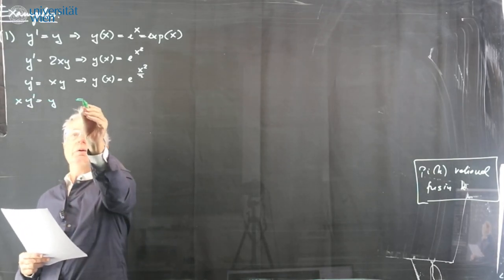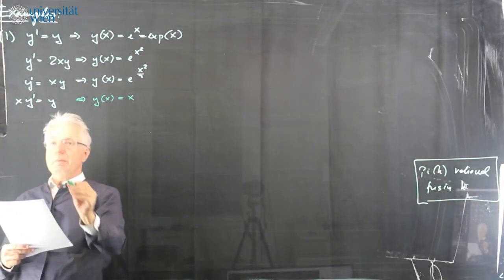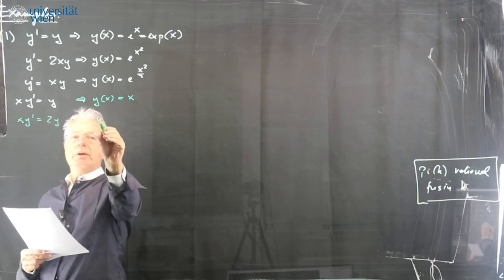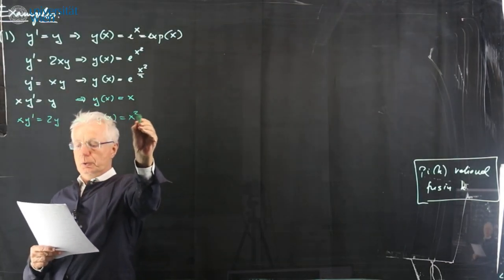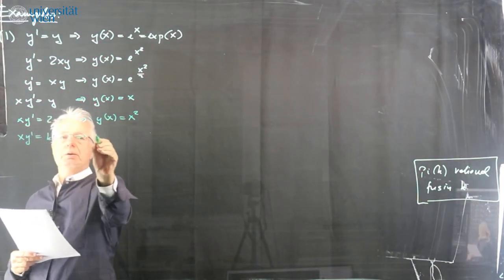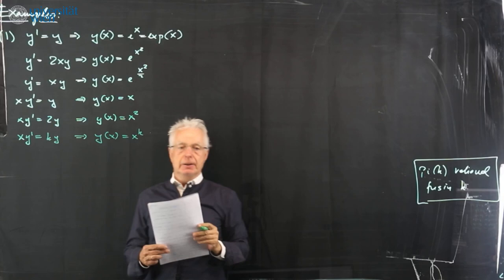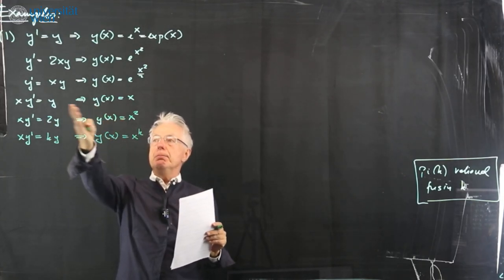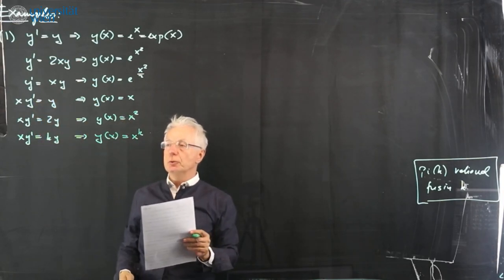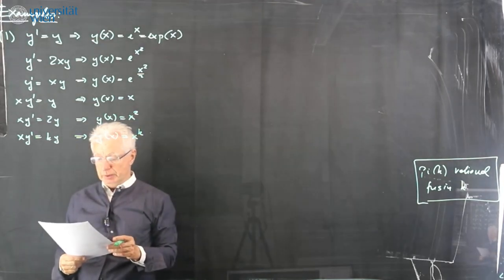So here, we get y of x equals x. If we take x y prime equals 2y, we get y of x equals x square. And of course, x y prime equals k y. The solution will be y of x equals x to the k, the monomials. So you see, this is even simpler than the exponential function, the last three. We get monomial solutions. That's, of course, an exceptional case and will not interest us so much.